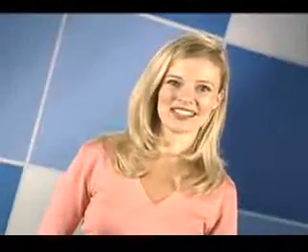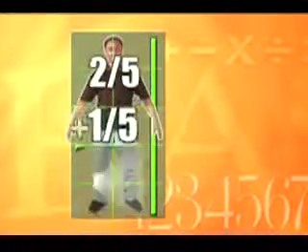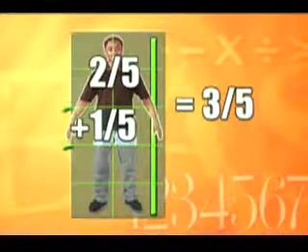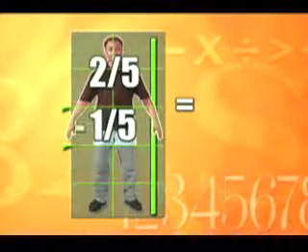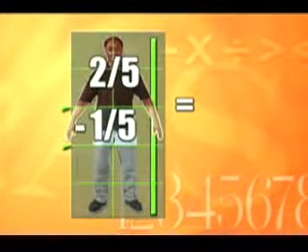Let's review. To add fractions with common denominators like 2/5 and 1/5, just add the numerators and leave the denominators alone. Subtracting works the same way, except instead of adding the numerators, you subtract the numerators.